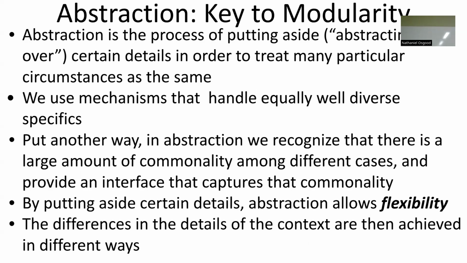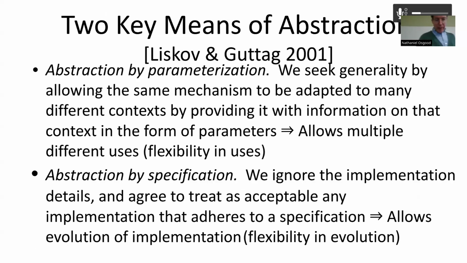Hiding details, handling many particular circumstances in the same basic way, and having flexibility because of it, being able to reuse the same abstraction with no change for many particular circumstances. Okay. But the type of change they're going to handle is different. The first is going to handle many particular types of use in different circumstances in the code. The second is going to handle many particular implementations that all meet the same interface.